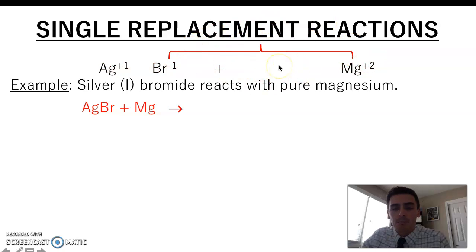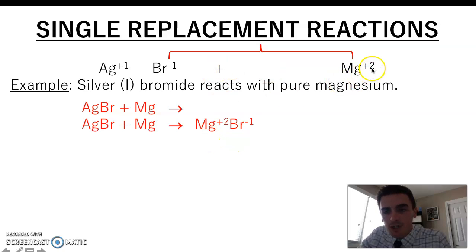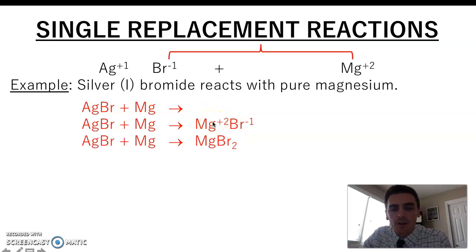I show that with my brackets right there, and now I can see I'm going to make Mg +2 and Br -1. You'll notice it is not Br first because what always gets listed first is the metal. Don't make that mistake. The positive metal always comes first. I crisscross nice and easy right there. There's my first compound. I can see that magnesium replaced silver.